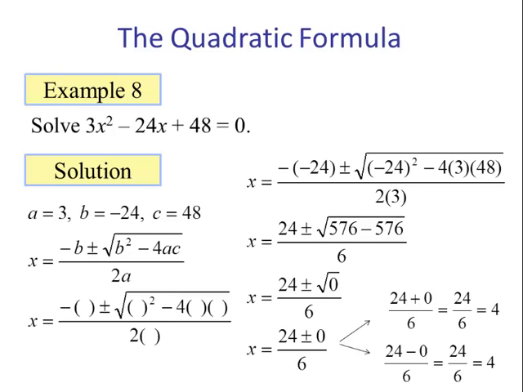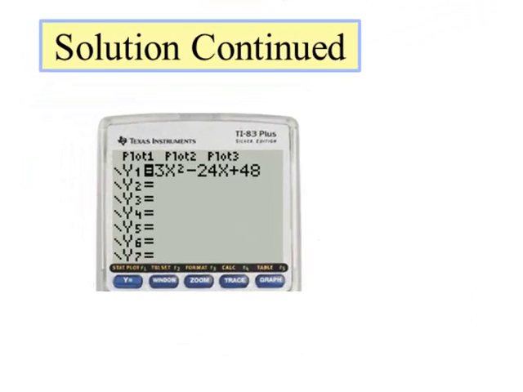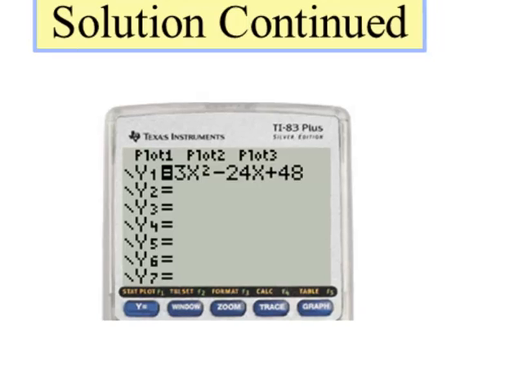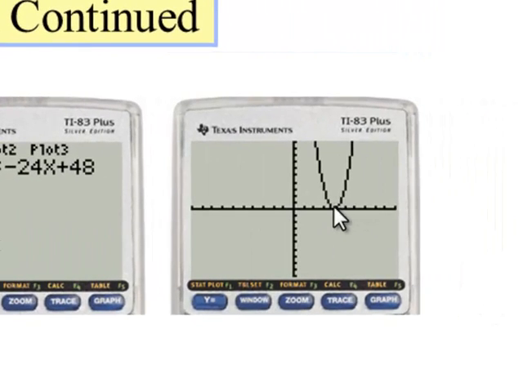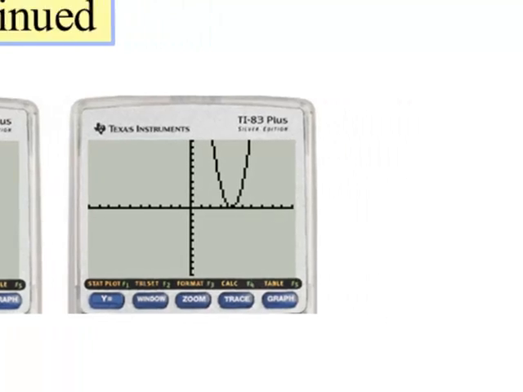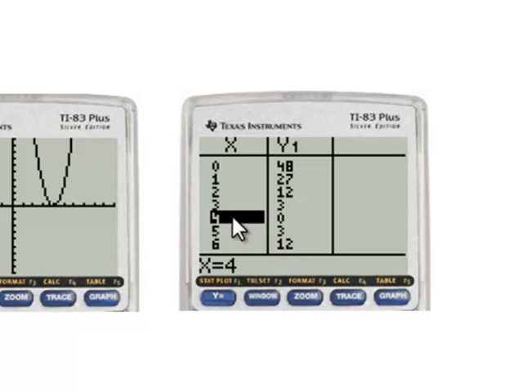So we have seen examples where there are two solutions. In the last example, there were no solutions, and in this example, there's one solution. And this leads us to what's called the discriminant. Let's verify this graphically. So we put the equation in y1. We hit graph. We see the vertex is touching the x-axis. There's one x-intercept. And from the table, there's one value 0. So when x is 4, y is 0. There is one x-intercept.